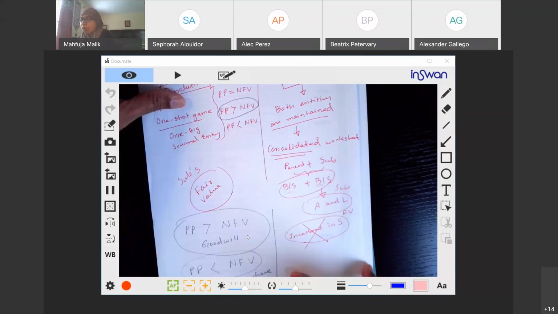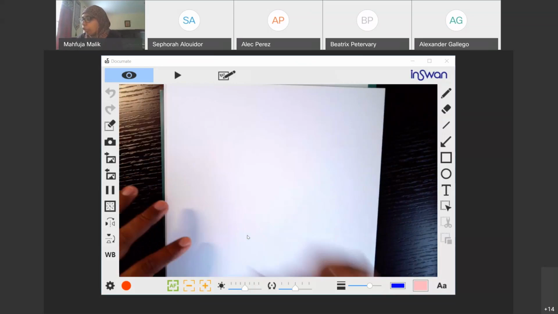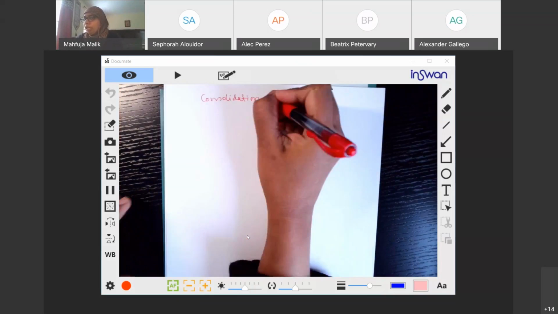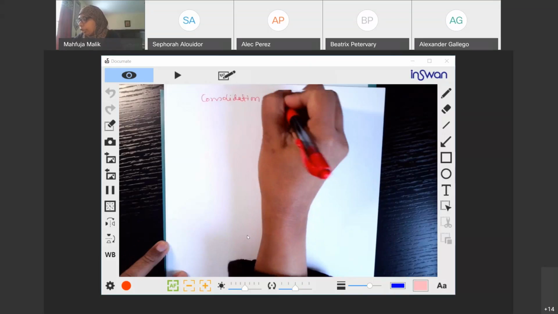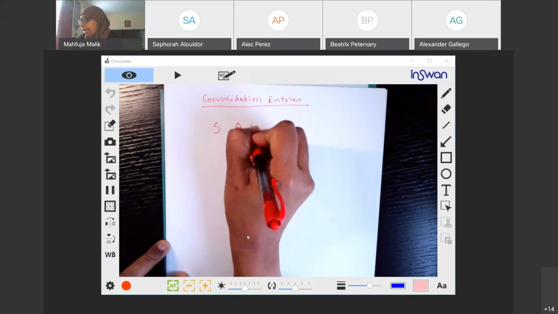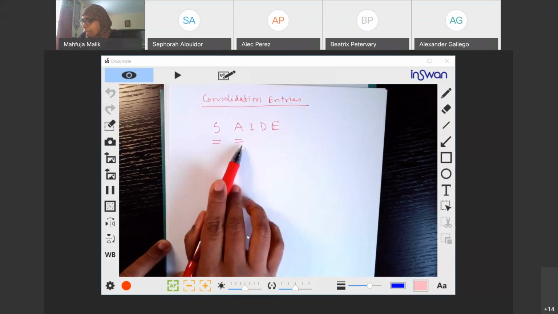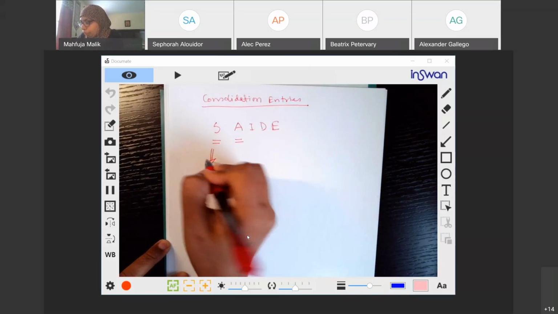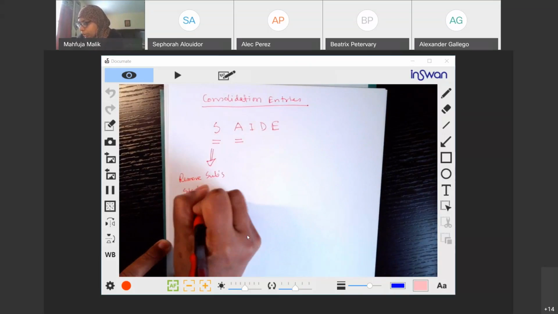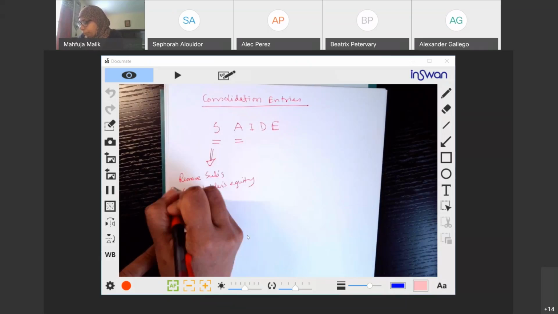Now I'm talking about some consolidation entries. What do you mean by consolidation entries? You will learn some consolidation journal entries. In this chapter we'll learn only 2 journal entries, and in chapter 3 we'll learn a few more. So there is something you can write down, SAIDE. Today we are learning only the S entry and the A entry. So S entry means remove the sub's stockholders' equity.